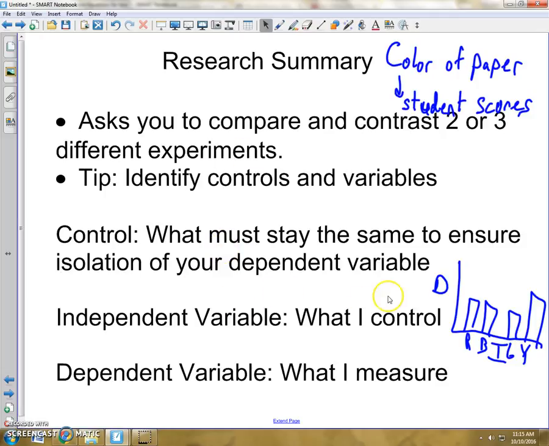But anyways, if you can identify those parts of the experiments, then it's going to be much easier to compare. Be like, experiment 2 wasn't very valid because they didn't keep everything the same. They didn't take care of their controls.